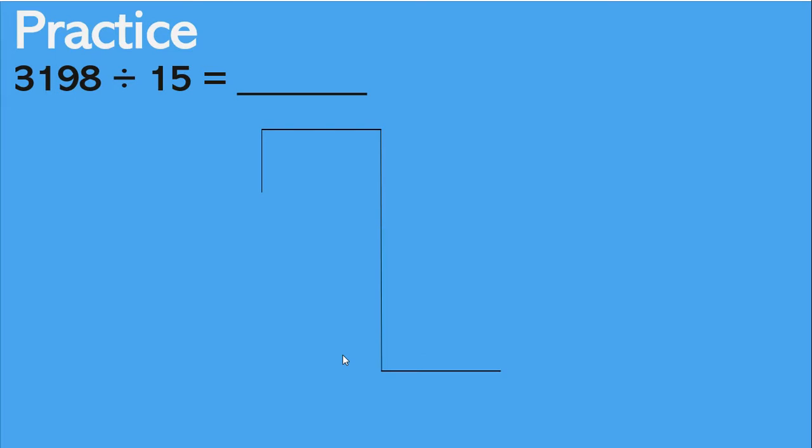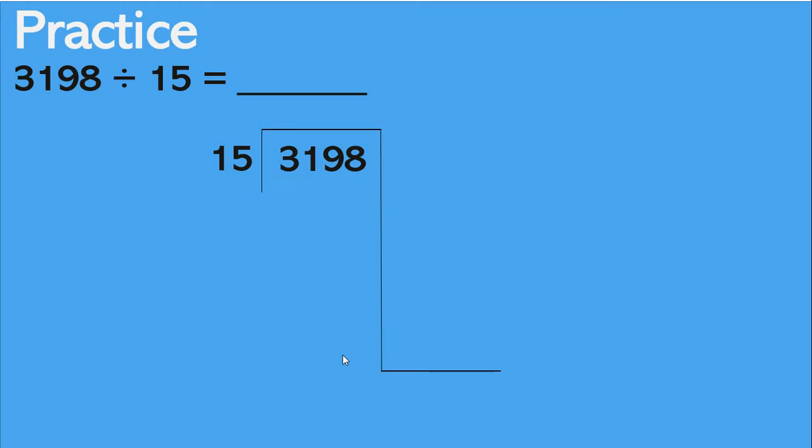Lastly, let's divide 3,198 divided by 15. We're going to start by putting our dividend inside the outline and our divisor on the outside. Now I'm going to see that we have 3 thousands blocks. Well, we can't distribute 3 thousands blocks between 15 groups because we don't have enough thousands blocks.